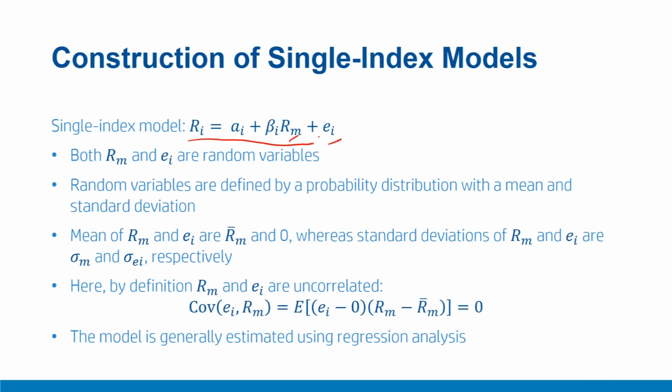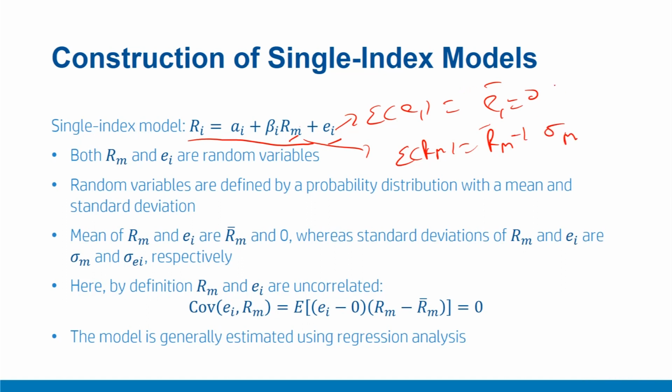Often random variables are defined by a probability distribution like a normal distribution with a mean and standard deviation. In this case, consider the mean of Ei as 0, as we discussed earlier, expected value of Ei as 0, and mean of Rm or expected value of Rm as Rm bar, and their standard deviations as sigma m and sigma Ei.